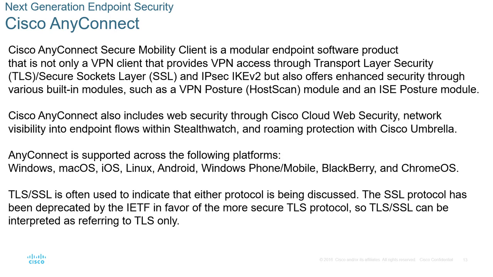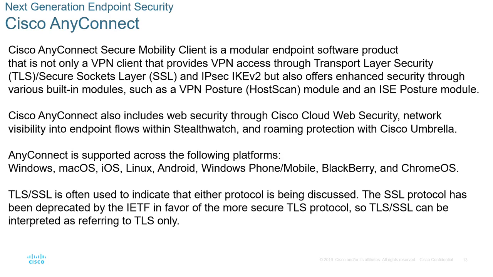AnyConnect includes things like web security through the web cloud security architecture, network visibility into the endpoint and the flow of information within that endpoint within StealthWatch. It also helps with things like roaming protections with the Cisco Umbrella technologies. The AnyConnect is supported on almost any type of mobile device. The TLS and SSL is offered to indicate whether the protocol has been discussed and enabled.